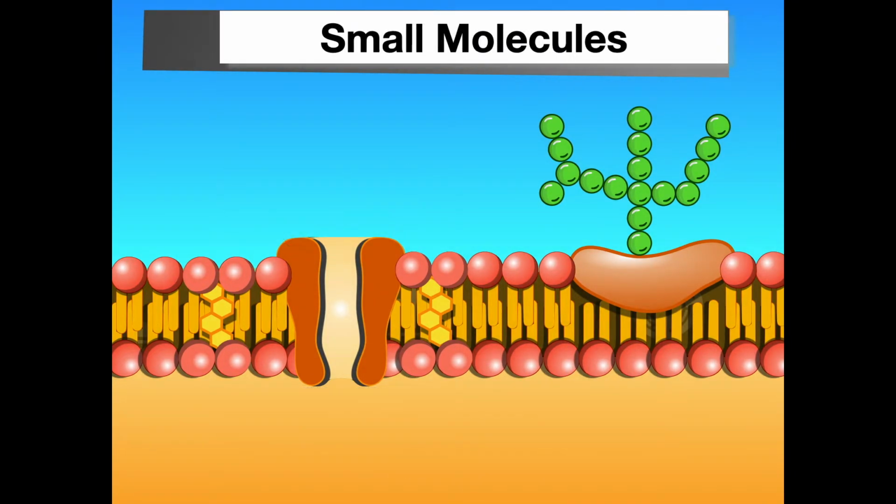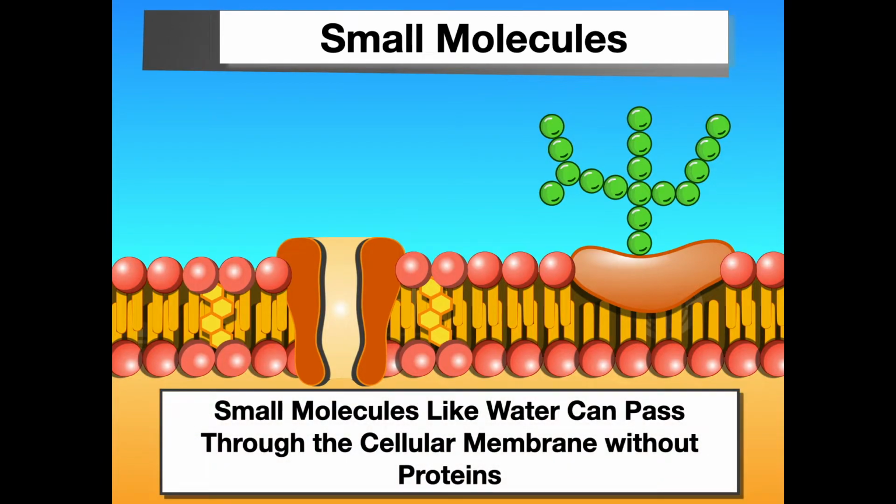Now, one key important concept here when we talk about small molecules: small molecules like water can pass through the cell membrane without these proteins. Because they're so small, they can fit in between the gaps of the phospholipids, and because of their polarity, they can move without the use of that protein.